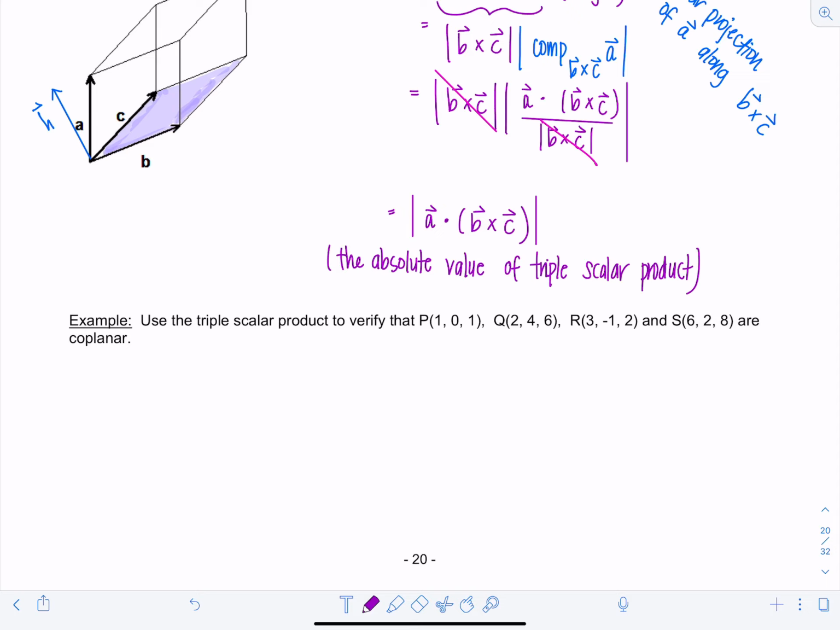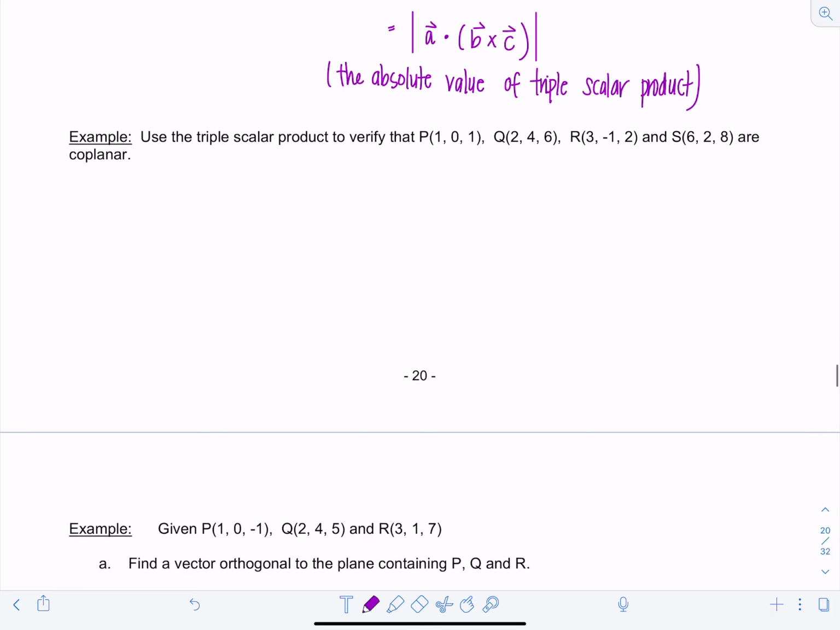So use the triple scalar product to verify that these 4 points here, P, Q, R, and S, are coplanar. So what does coplanar mean? That they all lie in the same plane. Okay, so let's think about this. So we have 4 points here, and I want to verify that they all lie in the same plane. So P, Q, R, S. And I want to make sure that one of them isn't hanging out here.